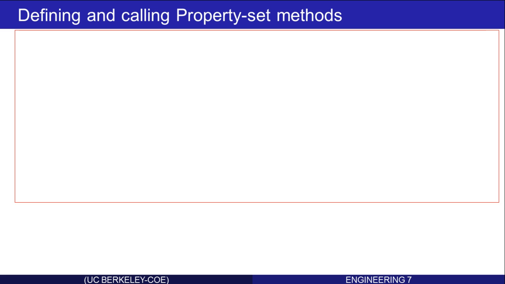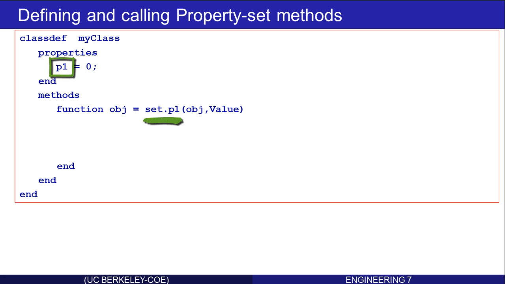Let's cover the basic details of how to define and call a property set method. Here I'm using a very simple class just to illustrate what we're trying to accomplish here. It has one property, P1, and one method, which is the setP1 method. The syntax is two arguments are passed in, the object and the new value. This is associated with the named property, and the value is modified and the object returned.